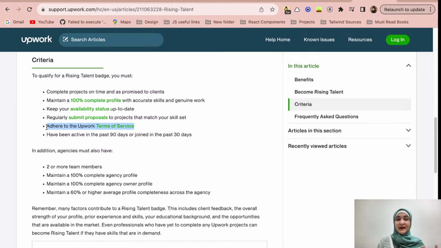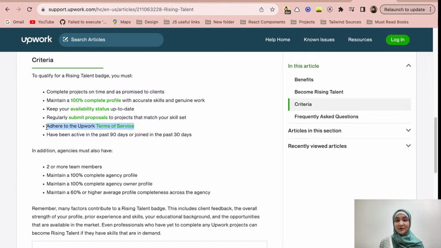Maybe you have your Telegram account or email displayed on your profile. According to Upwork rules, you cannot do that. You should only contact clients via Upwork. Another thing can be that you may have multiple accounts, like I did.